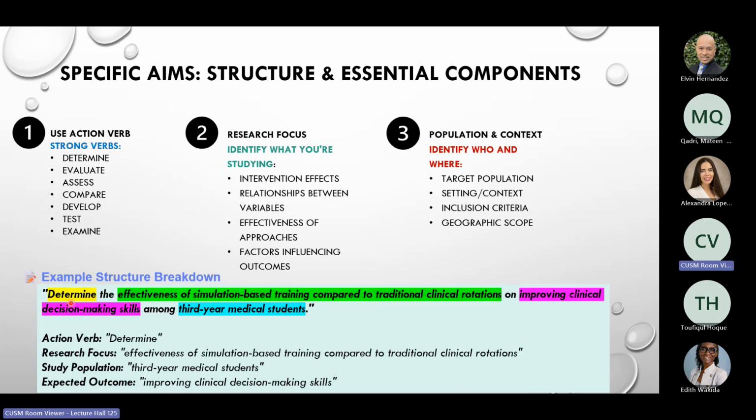And you'll note that these specific aims statements are not short statements. Because they include these elements, an action or activity, a research focus, a study population, and even an outcome, they're actually very lengthy statements, depending on the complexity of your research project or the complexity of those activities.